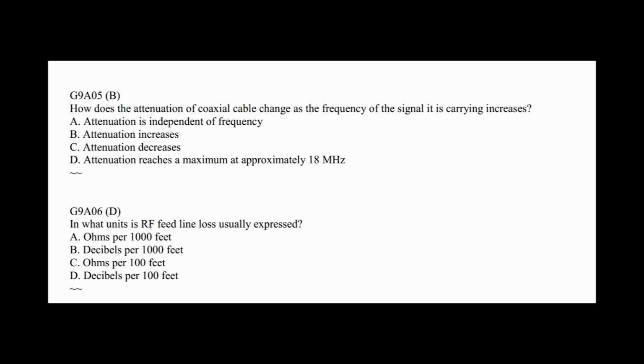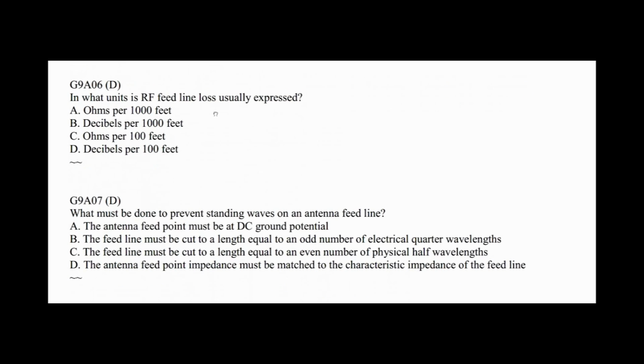G9A06. In what units is RF feed line loss usually expressed? Well, it's decibels. And the typical length that we use is dB per 100 feet. So, for example, if you're looking at a table with feed line losses, most times it's going to have a column that's labeled per 100 feet. So I have seen it for 1,000 feet, by the way.